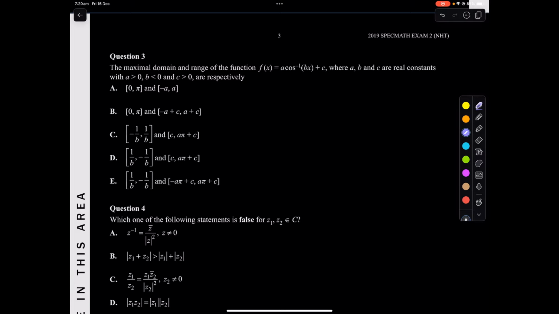Question 3. The maximal domain and the range of the function f of x, where a and b and c are real constants, with a greater than 0, b less than 0, so b is a negative number, and c greater than 0, are respectively what? Okay, not too bad. So to find the domain of cosine inverse, we let the inside be between -1 to 1. But be careful. Remember, b is less than 0. So b is a negative number. Remember what happens if we divide something by a negative number? It switches signs. So it'll be -1 over b greater or equal to x greater or equal to 1 over b.